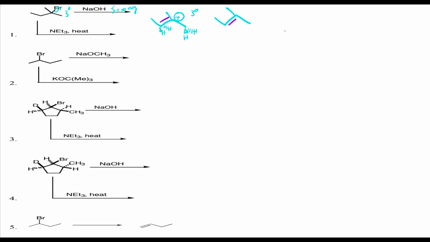However, if you stick with the purple one, then we end up getting a 1, 2, 3. That's a tri-substituted alkene. It's more stable. It's going to release the least amount of heat, and it's an internal alkene. So that is going to be Zaitsev favored. Let's call that Zait favored.